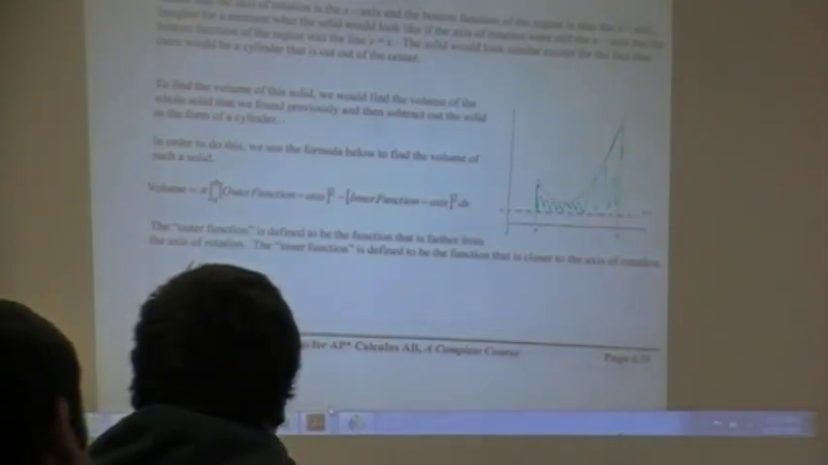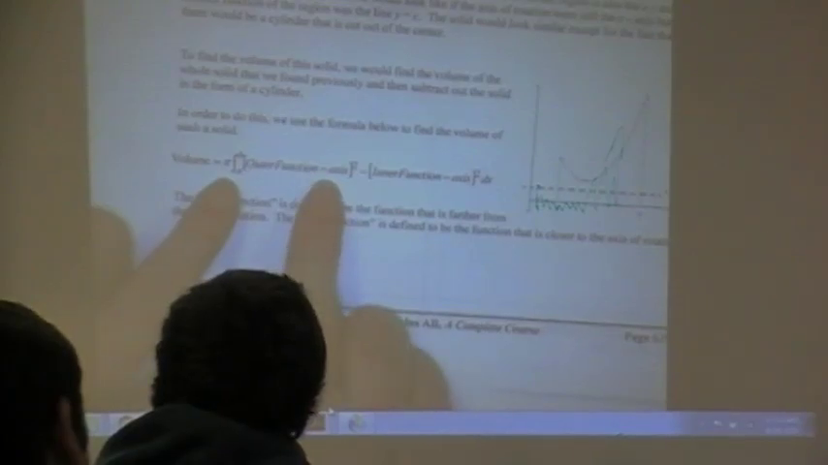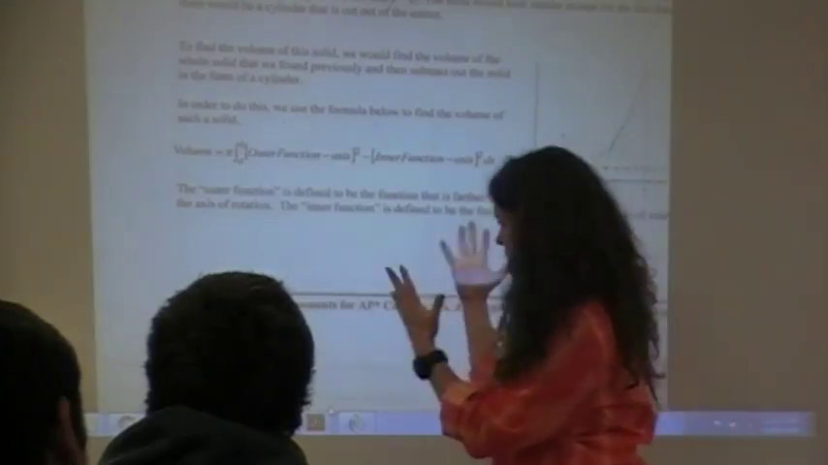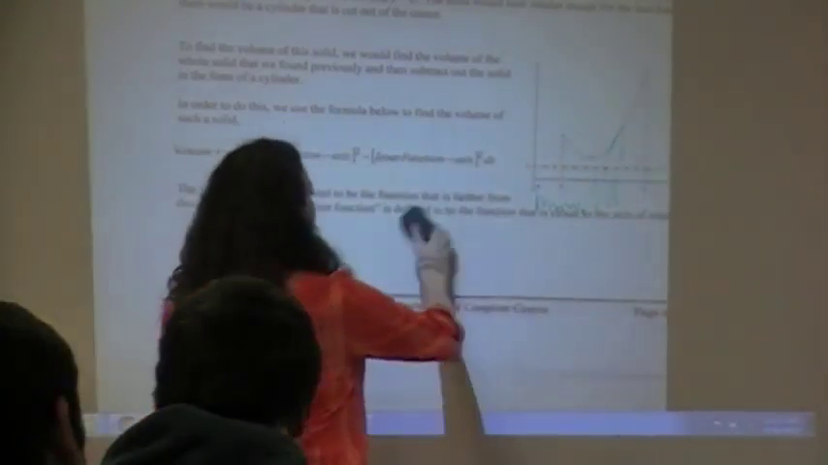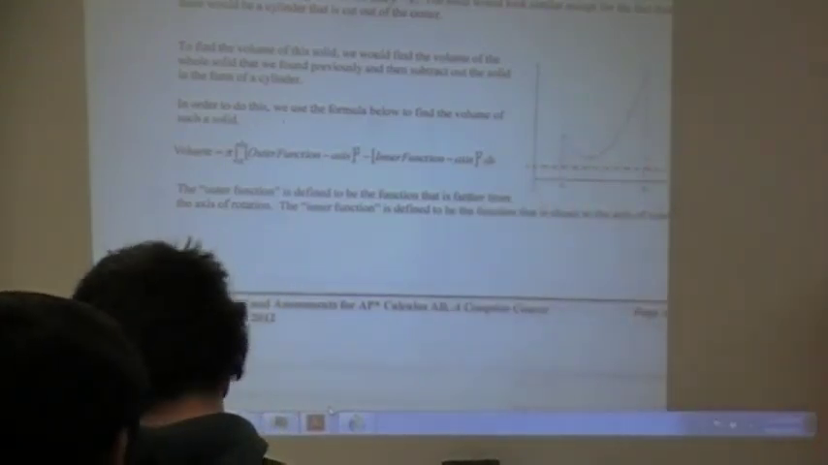So, in order to do this, we must use the formula below to find the volume of such a solid. Outer function minus axis, inner function, just like we did before. It's the two functions, you subtract. The outer function is defined by the function that is farther from the axis. Okay, start there, Mark.